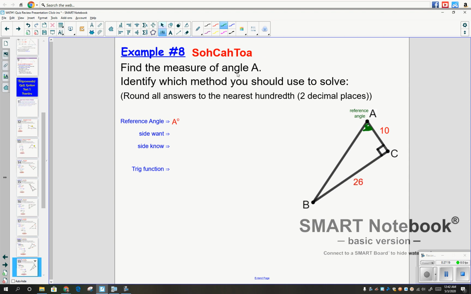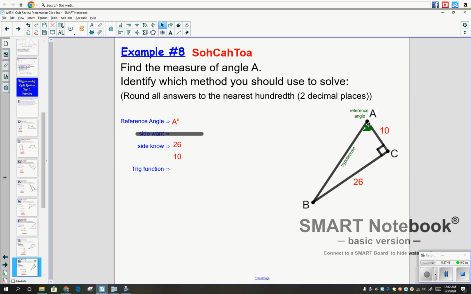Right there, it's my reference angle. Which sides do I want to know the measure of? None, so forget it. Which sides do I know the measure of? Because if I'm trying to find an angle, I will need two sides. I know the measure of 26 and 10. Well, how do those relate to it? The side I don't know is the hypotenuse because it's crossing the right angle. So 10 and 26 are both legs.